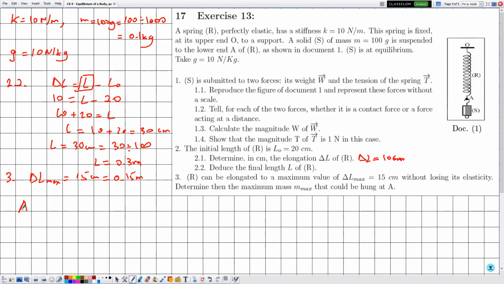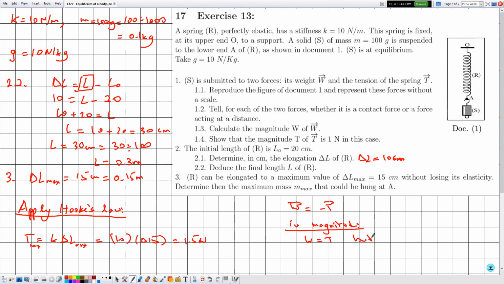Let me say, apply Hooke's law. Then T is equal to K delta L. No need to construct a triangle. This is max and this is max. The value of K is 10 and the value of delta L max is 0.15. So this is equal to 1.5 newtons. And we know that the weight is equal to minus the tension. So in magnitude, the weight is equal to the tension, but we know the value of T max is equal to 1.5 newtons. Then in this case, W max is equal to 1.5 newtons.